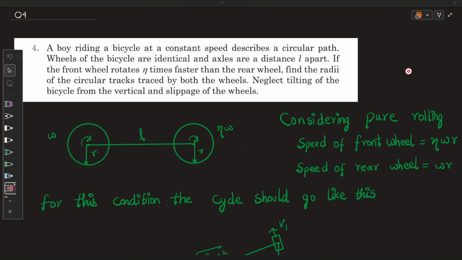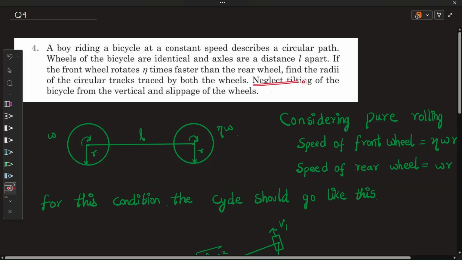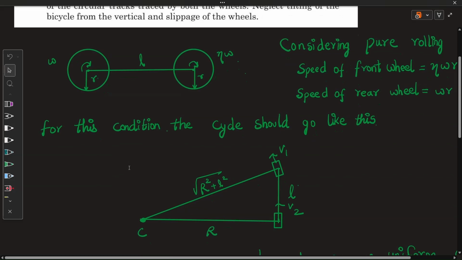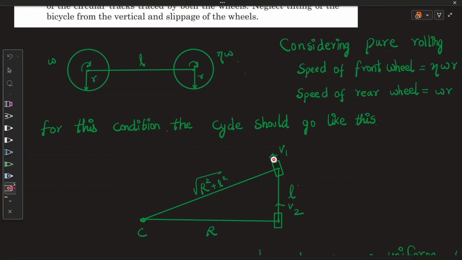If you are moving with a high speed, just try this. If you're moving on a cycle at some high speed, either you can turn the handle completely, or you can just tilt your cycle with respect to the vertical axis so that it will move in the correct direction. But they say to neglect the tilting of the bicycle from the vertical. So the second method is not possible. They are only speaking about the first method. With only the first method we can achieve this condition and go on this particular path. So for this condition, the cycle should go like this.